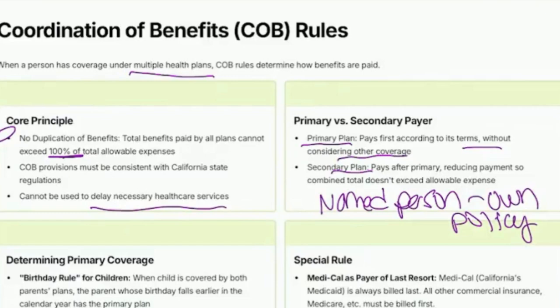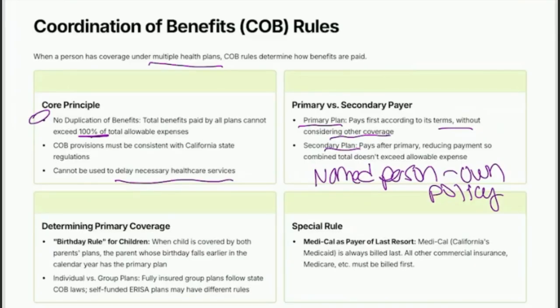Now, what about the children, right? Let's say the kids are listed on both policies. How do they know whose policy is first? California follows the birthday rule. When a child is covered by both parents' plans, the parent whose birthday falls earlier in the calendar year has the primary plan. Not who is older, not who is younger. Whose birthday falls earlier in the calendar year has the primary plan.